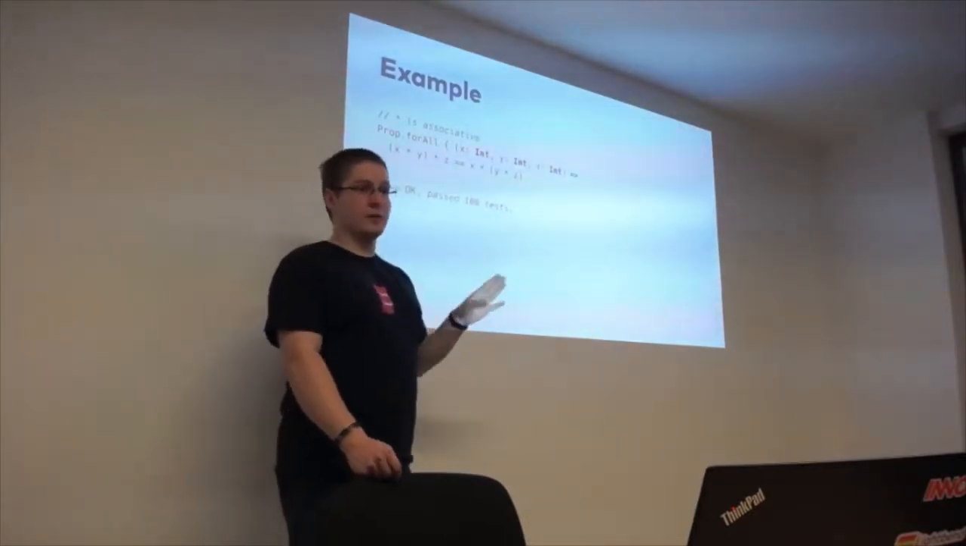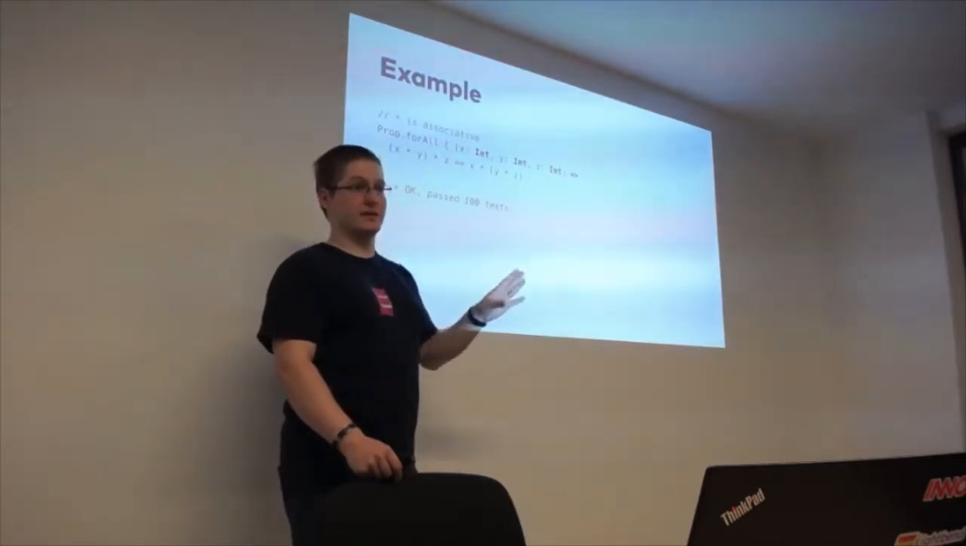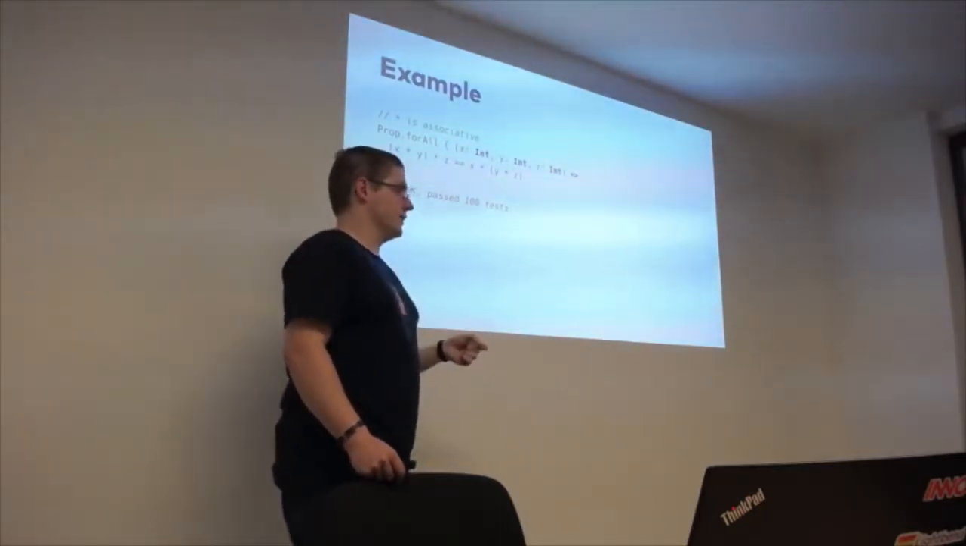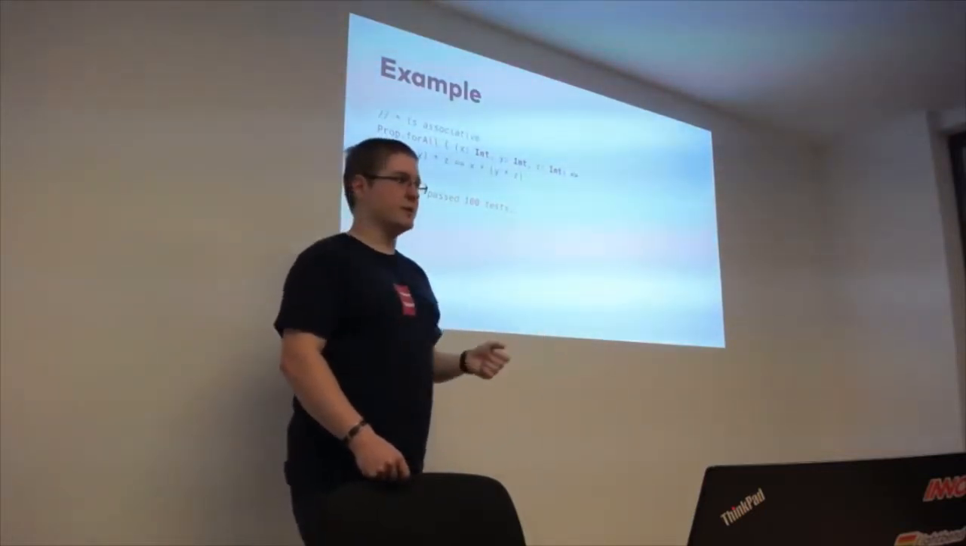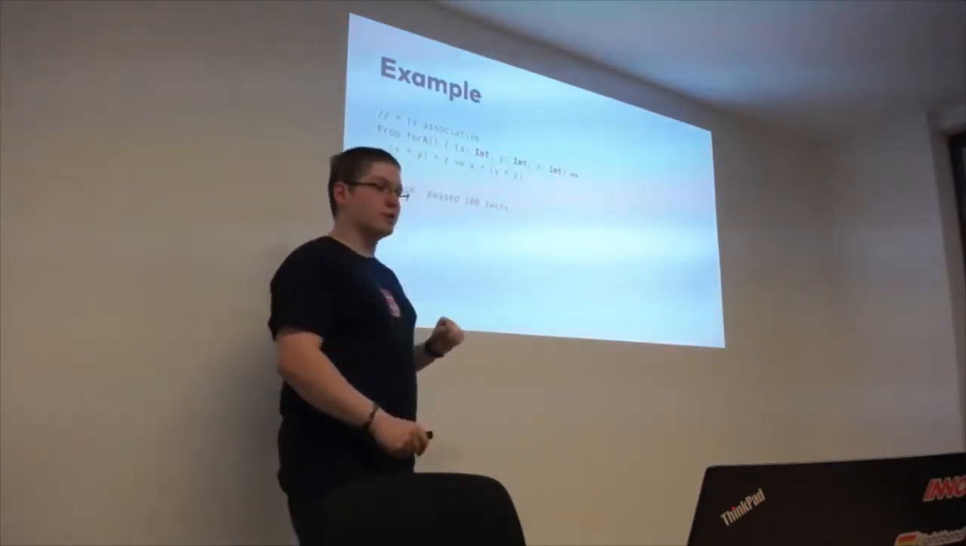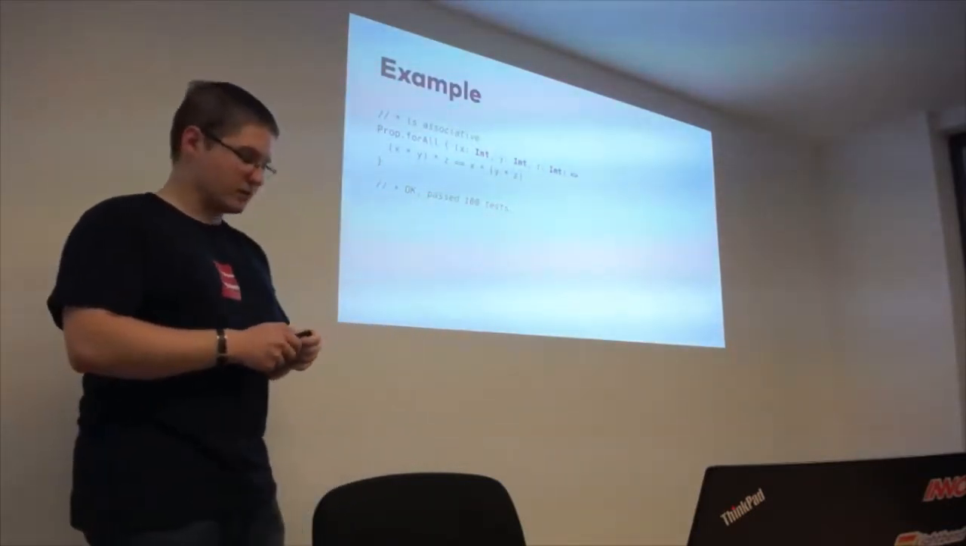ScalaCheck has some ways of telling you what inputs are generated, so you can do something that's called classification. For example, you can ask, give me the percentage of all the numbers that were even, or something like that. You can do that, but in this talk I'm not going to talk about this because this is a kind of very advanced feature.